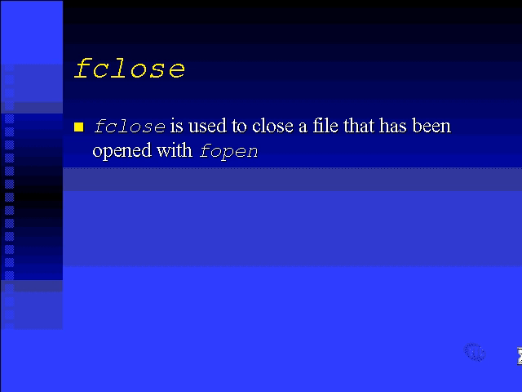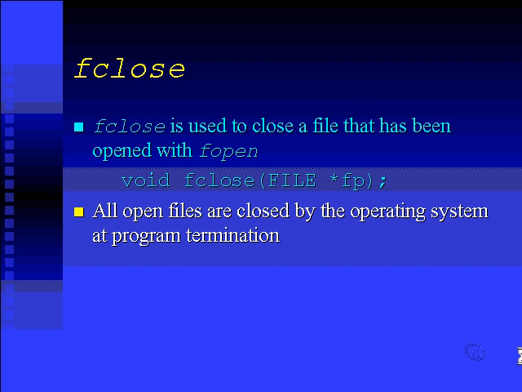Fclose, well, that's a pretty simple one. You just use it to close a file that's been opened with fopen. Don't ever try and close something that was not opened using fopen. It looks like this. The fp there is simply the file pointer or the file handle that you pass in from fopen. Whatever variable you use to store the file handle, simply pass it in as the first and only parameter to fclose. There is no return value. It simply does what it's supposed to do. And as I said a moment ago, all open files are closed by the operating system at program termination. Again, it's not a good idea to get into the habit of relying on that.